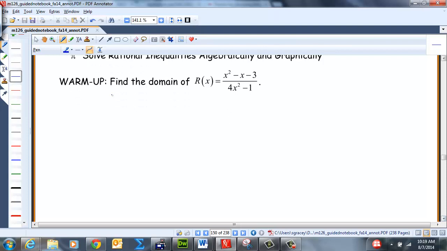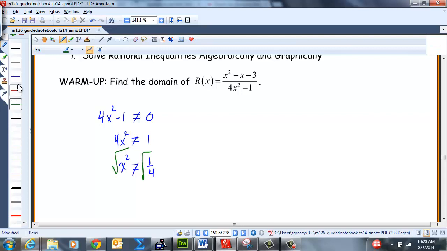Good. We have to figure out the values to exclude by finding out what zeros the denominator. So basically, 4x squared minus 1 cannot be equal to 0. So 4x squared cannot be equal to positive 1, adding the 1 over. Dividing by 4, x squared cannot be equal to a quarter. And square rooting both sides, we would get x cannot be equal to plus or minus 1/2.